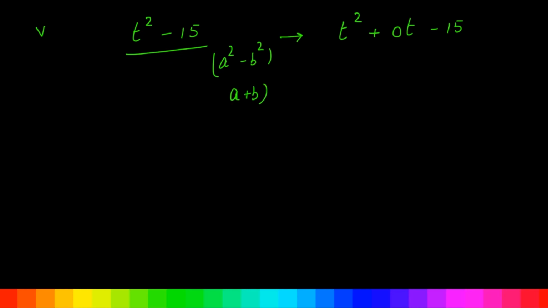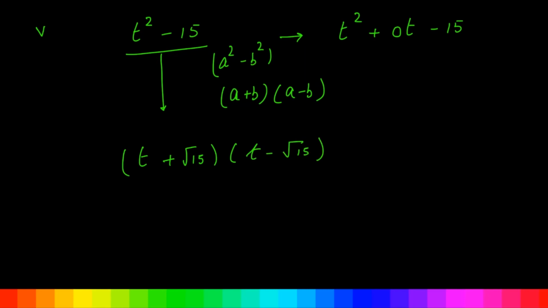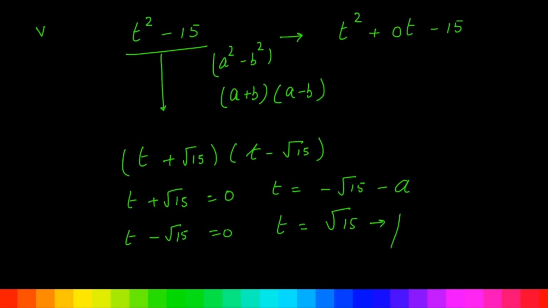This identity gives us a plus b and a minus b as its two factors. So we take t plus root 15 and t minus root 15 as two factors. Now, if t plus root 15 is equal to 0, then t is equal to minus root 15, that is alpha. And if t minus root 15 is equal to 0, then t is equal to root 15, that is beta.